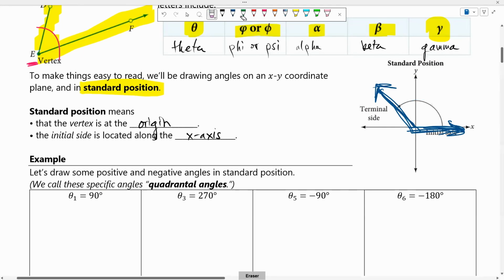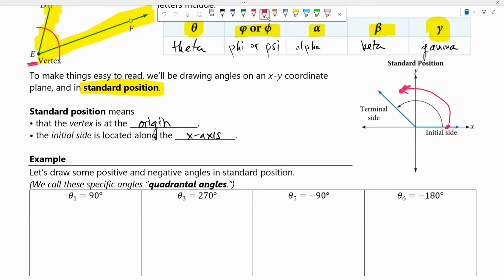Okay, all right. So to start, something that I need to define is positive angles and negative angles. If you start here and go in this direction, counterclockwise, that is what we call a positive direction. If you go the other direction, so if you start here and go this way, this is considered the negative direction.